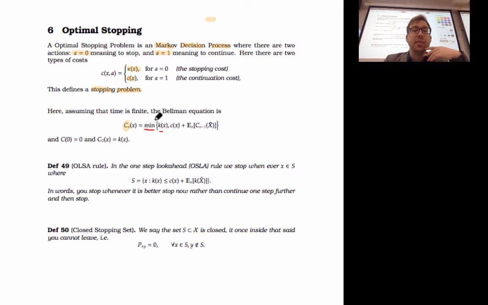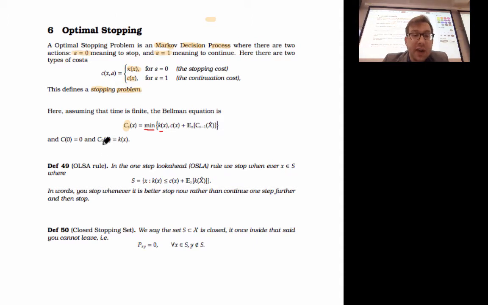So again, it's the minimum of the instantaneous cost for the action plus the cost from there afterwards. From here, there's no cost there afterwards because you've stopped. And here, we have a continuation cost plus the cost from there onwards.